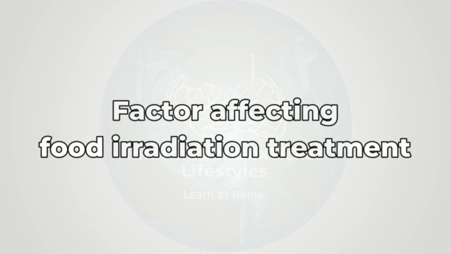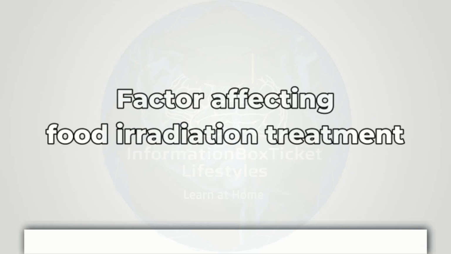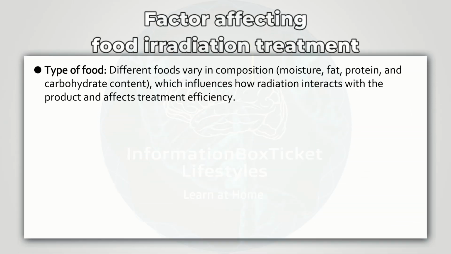Factor affecting food irradiation treatment. Type of food. Different foods vary in composition, moisture, fat, protein, and carbohydrate content, which influences how radiation interacts with the product and affects treatment efficiency.